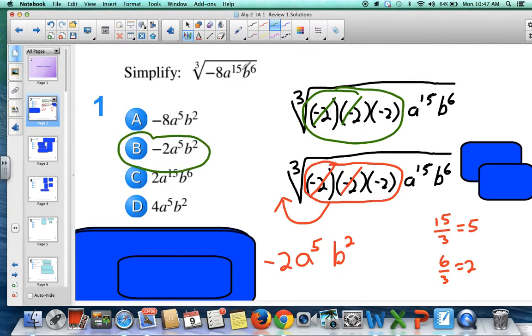Okay. There is another way you could have done that. Another way, a little more advanced, would have been to say this is negative 8 a to the 15th b to the 6th, the whole thing to the 1/3 power, because this symbol here with the 3 means to the 1/3 power. That becomes negative 8 to the 1/3, which is negative 2. A to the 15th to the 1/3, which means we multiply the exponents. 15 times 1/3 is 5. And then b to the 6th to the 1/3, multiplying 6 times 1/3 is 2. So that works as well. Either way would be good.